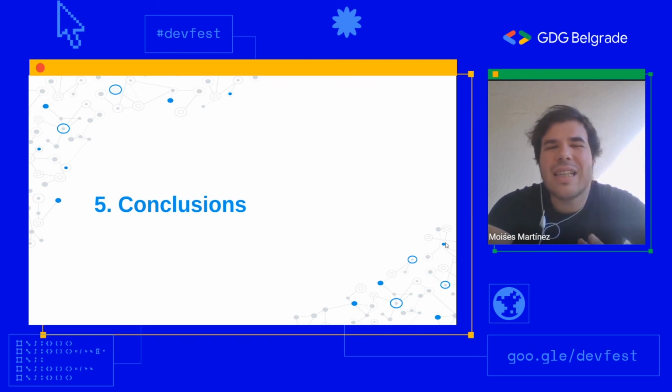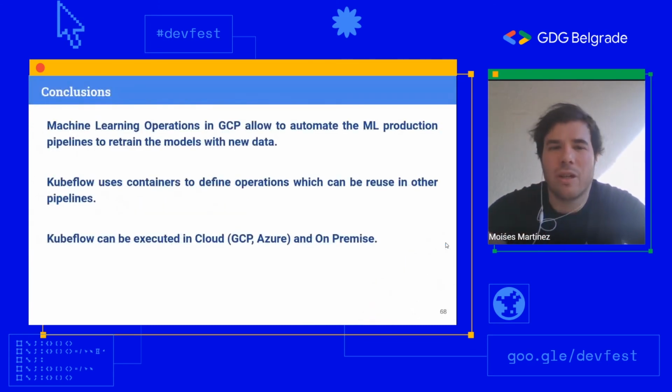Finally, these are the three most important points. The first one is machine learning operations. It's here to be done, and it allows us to automate the machine learning provisioning process, creating pipelines to retrain the models with new data. This means that we can create a full process to evolve and update all models.